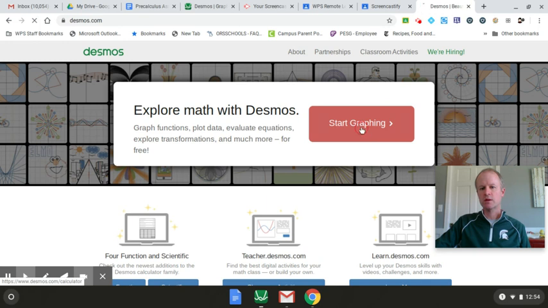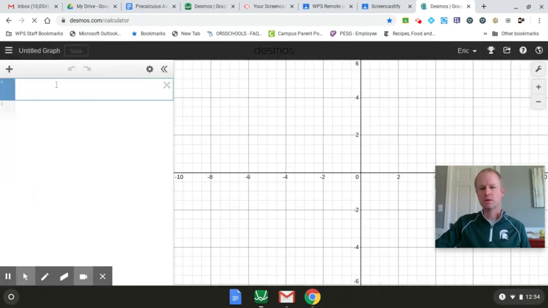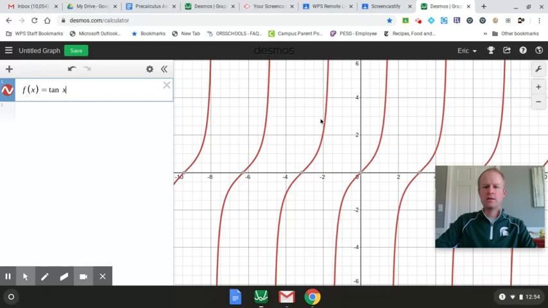So we're going to click on Start Graphing, and then we've all done this. We're familiar with this. I'm just going to graph tan of x first. So we're going to type f of x equals tan of x, and there it is. If you did the Desmos activity already, you would have seen this graph. And then we're going to adjust the window. So I want to show everyone how to adjust our window as we do these graphs.